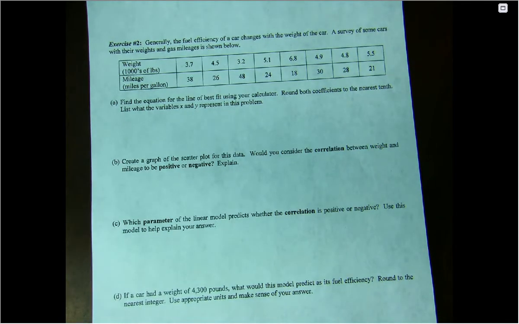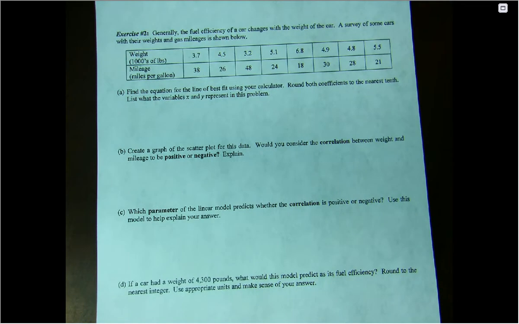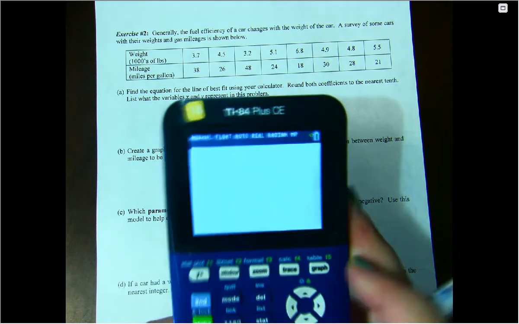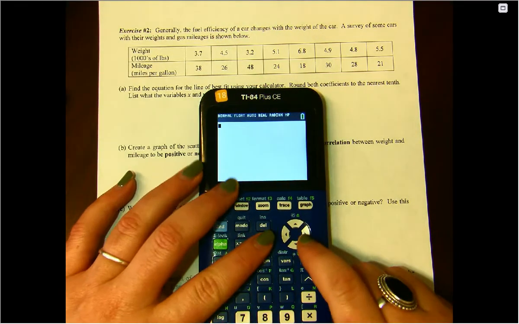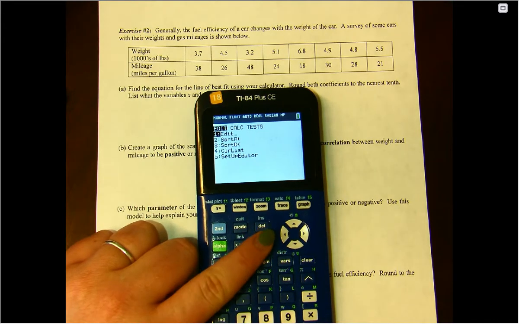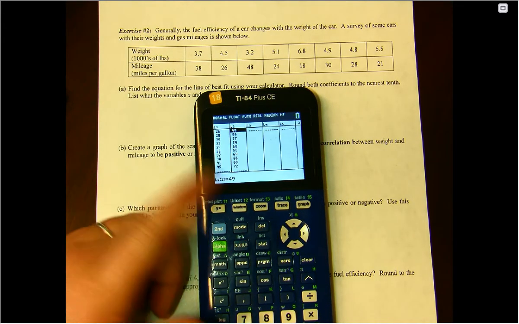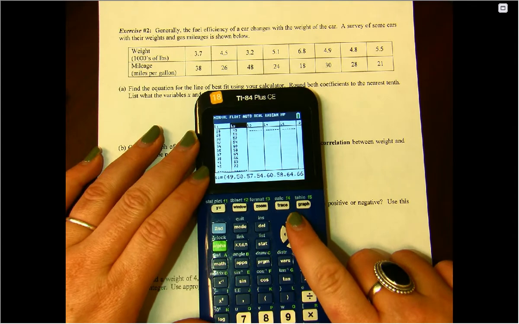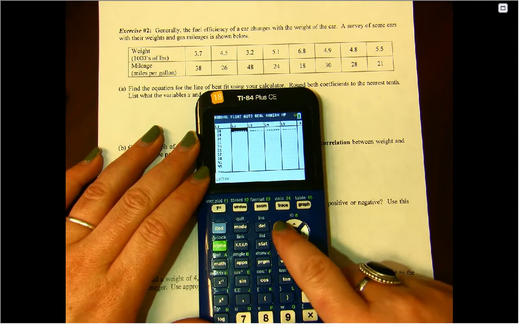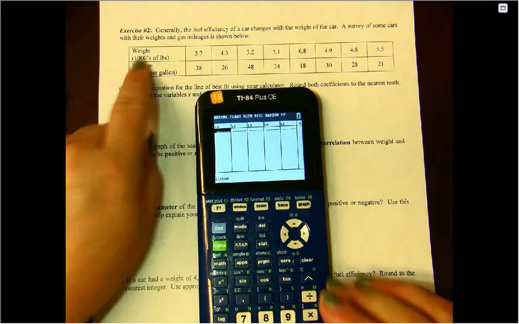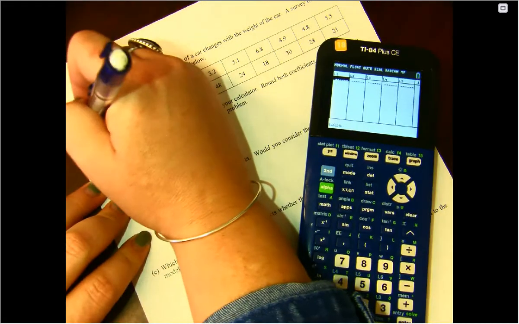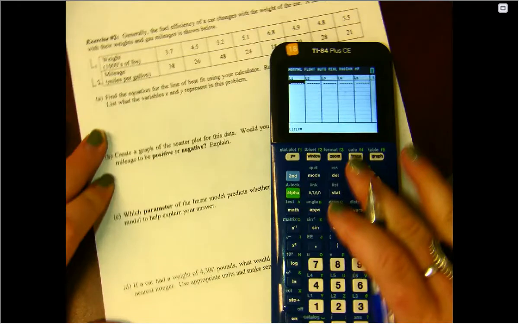Okay. First thing I want to do here is find the equation for the line of best fit using the calculator. Okay. So the first thing I have to do is if I want to find the line of best fit, I have to enter my data in my lists. So I have to change my list. I'm going to go to Stat, hit Enter. I'm going to clear out both of these. So highlight L1, clear, arrow down, clear, arrow down. I'm going to put this one in L1, and I'm going to put this one in L2.